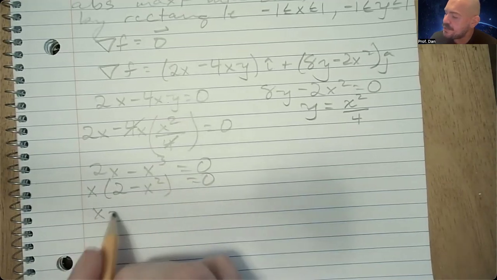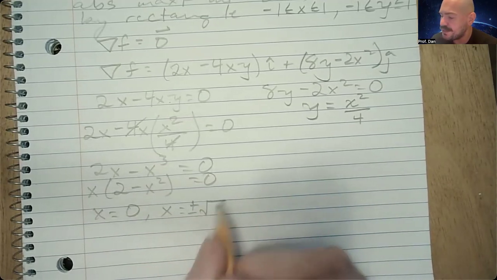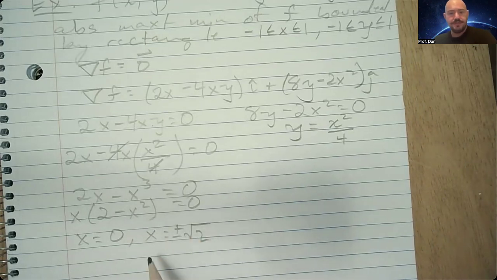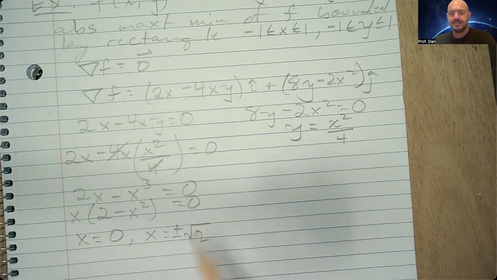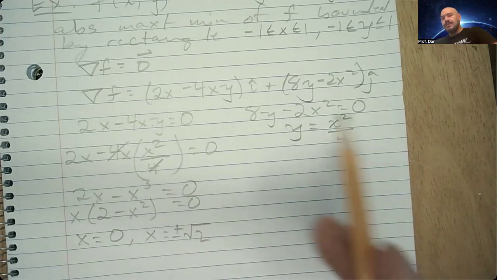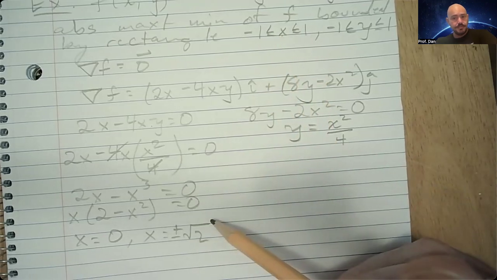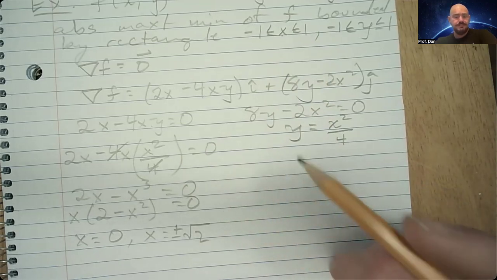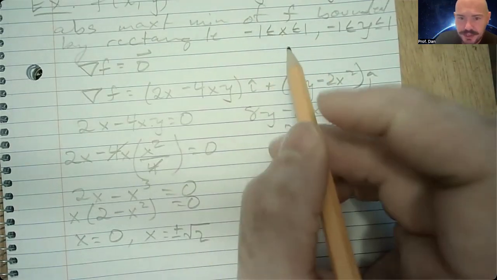And I get two possibilities. X is equal to 0, and x is equal to plus or minus the square root of 2. So this is where these boundaries are going to help us a lot, because this would mean that I have 3 different values of x to figure out my y for, and not bad, but still. Remember, x has to be between -1 and 1. The square root of 2 is greater than 1 because 1 is the square root of 1. So neither of these will actually fit in that rectangle, right?